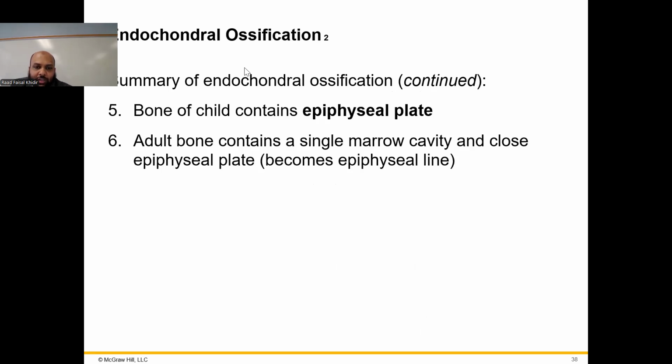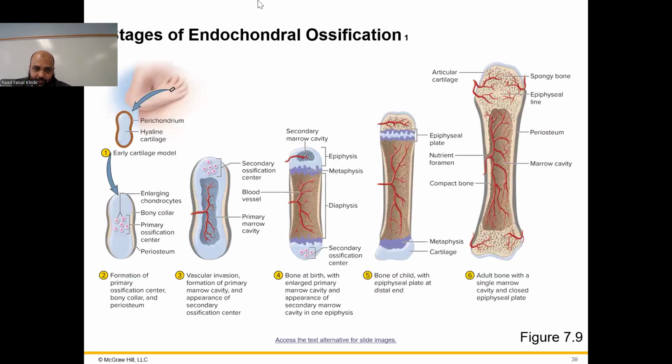In endochondral ossification, the fifth step is that the bone of the child contains the epiphyseal plate, and the adult bone contains a single marrow cavity and a closed epiphyseal plate that becomes an epiphyseal line. There you go. These are the stages of endochondral ossification. What was the first step?